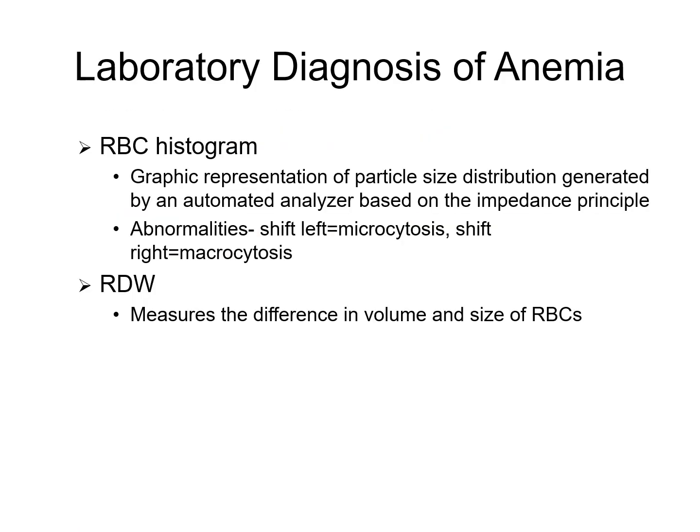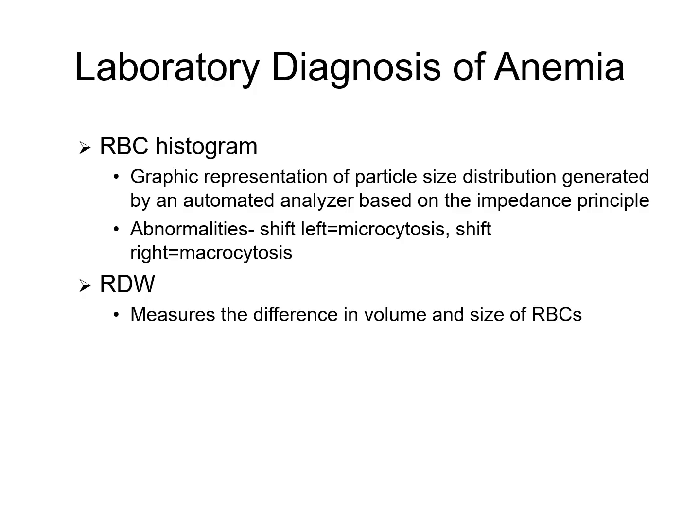Another test that is performed is the red blood cell histogram. This is a graphical representation of the distribution of red blood cell sizes generated by an automated hematology analyzer. Based on the impedance principle, it measures the volume of each red blood cell as it passes through an aperture. The histogram will plot the number of red blood cells against their size or volume to visualize the size variation.